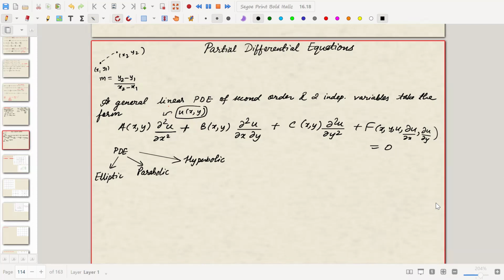So how many of you know about this elliptic, parabolic, hyperbolic? How many of you know? Might be in bachelors.